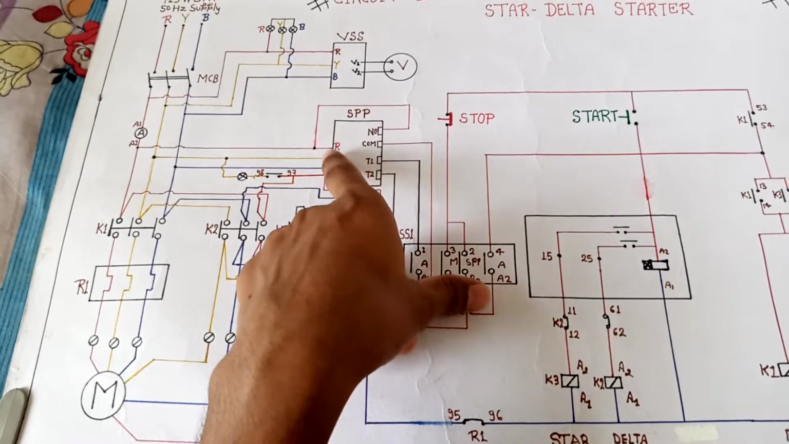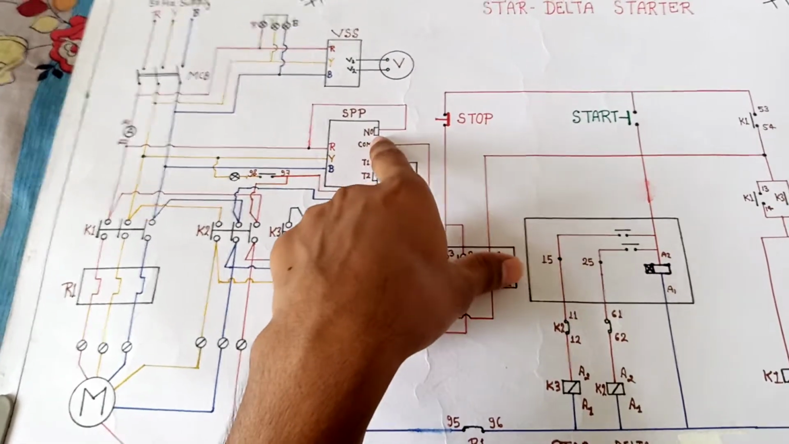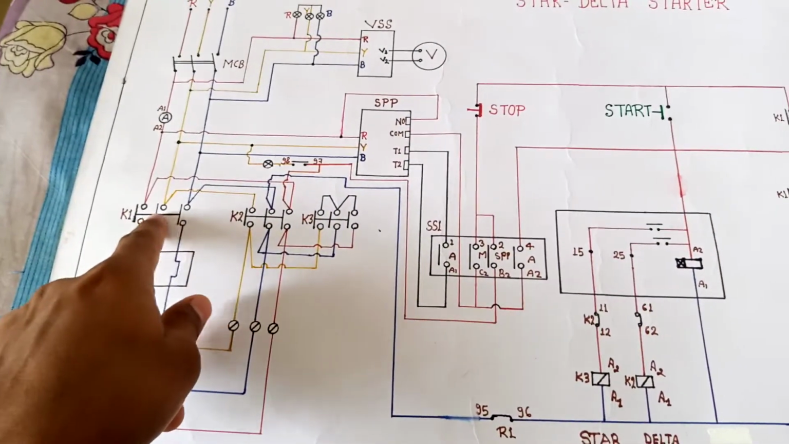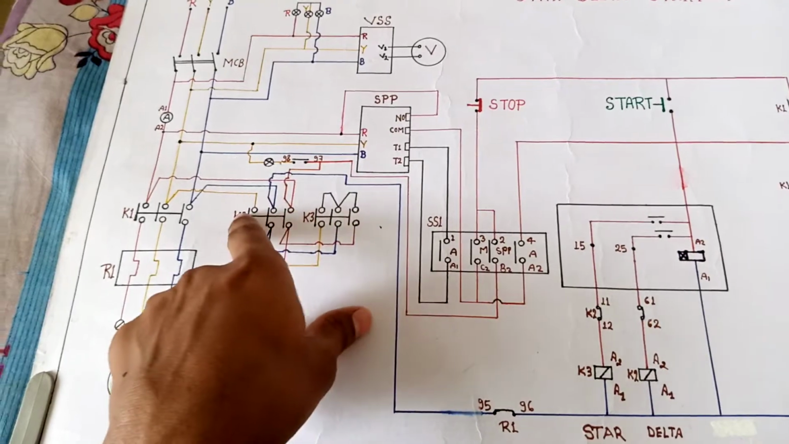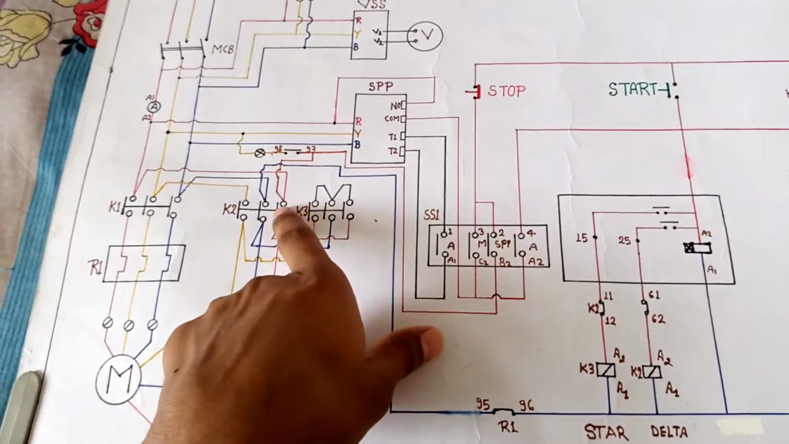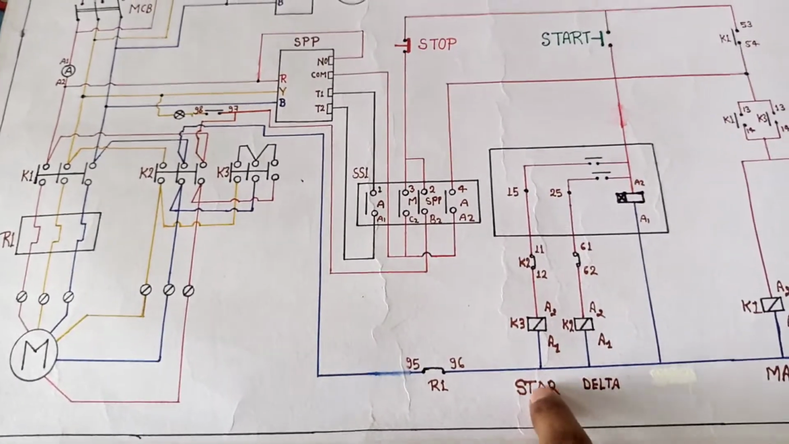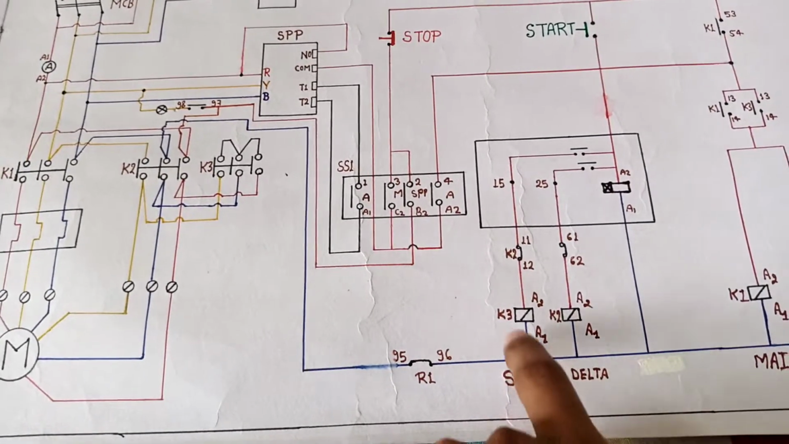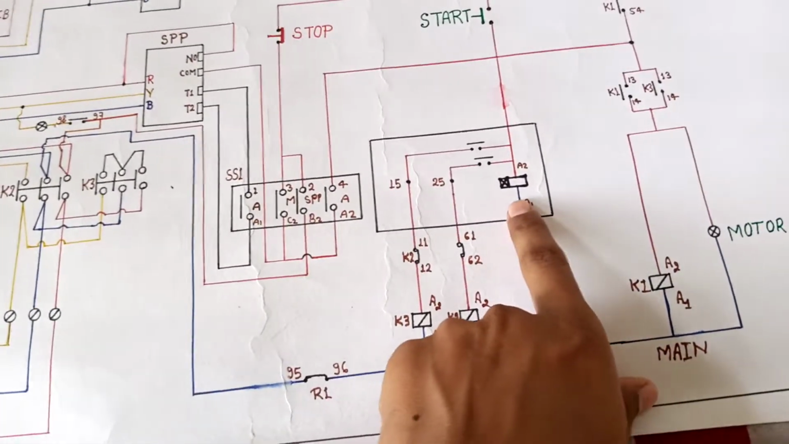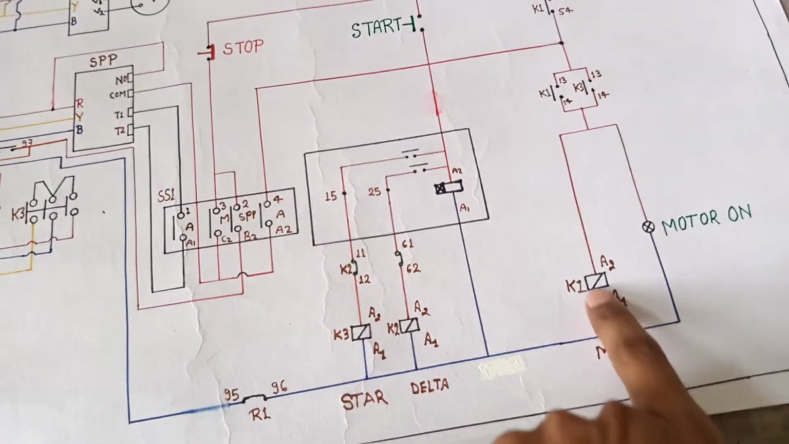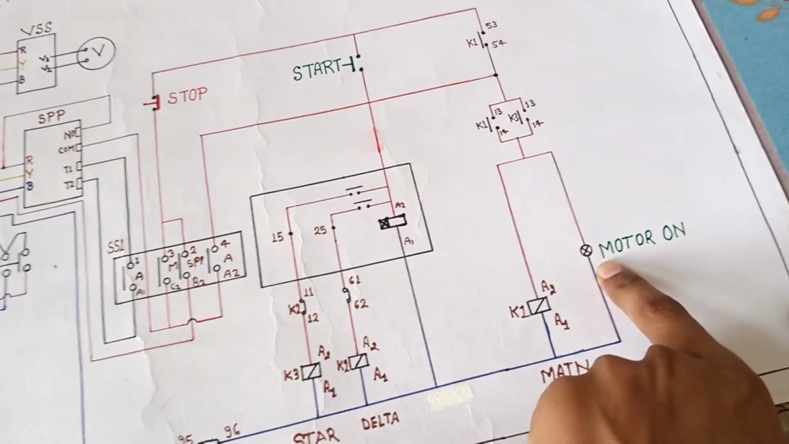RYB, okay, and this is bypass, and at this terminal our R phase will come, and our supply comes to the delta main contactor primary side, and here is connected, then the upper supply comes to the main contactor primary side, and our B phase comes here directly, going to the star contactor coil A1 terminal and delta contactor A1 terminal, and this phase goes to the timer A1 terminal, and B phase goes here to the main contactor A1 terminal, and this phase goes directly to the motor on indicator.